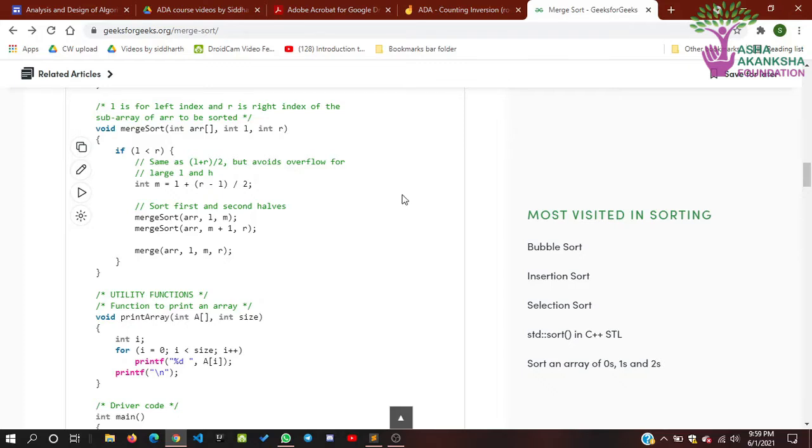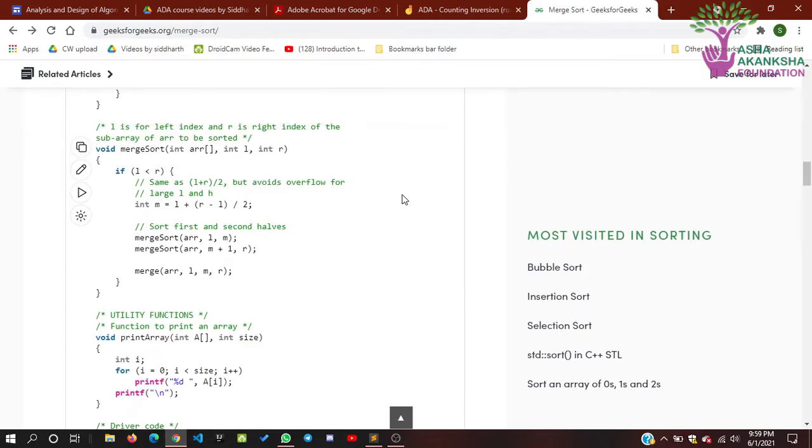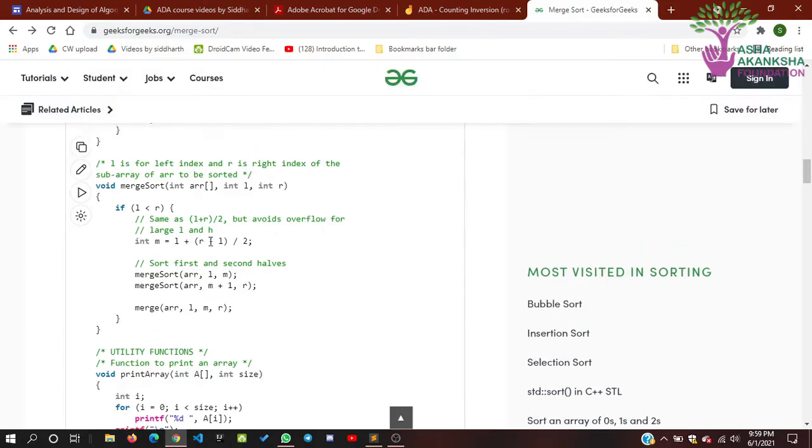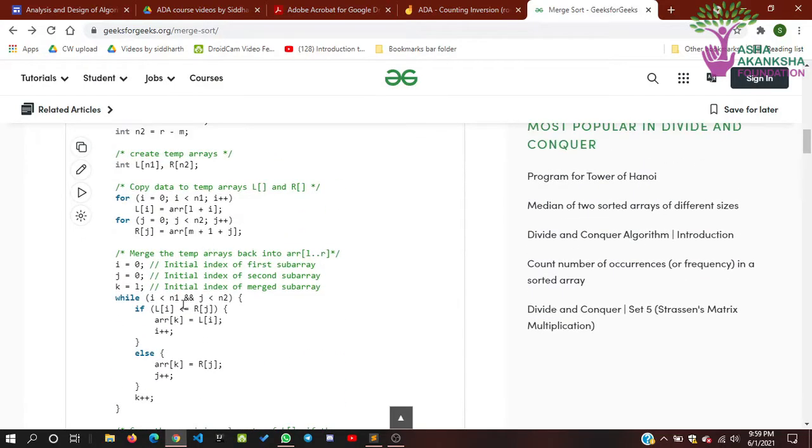I will be starting by briefly going over merge sort. So first of all, merge sort is an algorithm in which we are given an input array of numbers, in which numbers are arranged in any random order, and we have to sort the array. Now the merge sort algorithm will have two functions. One is the main driver function, and the other function is the function which actually does the sorting.